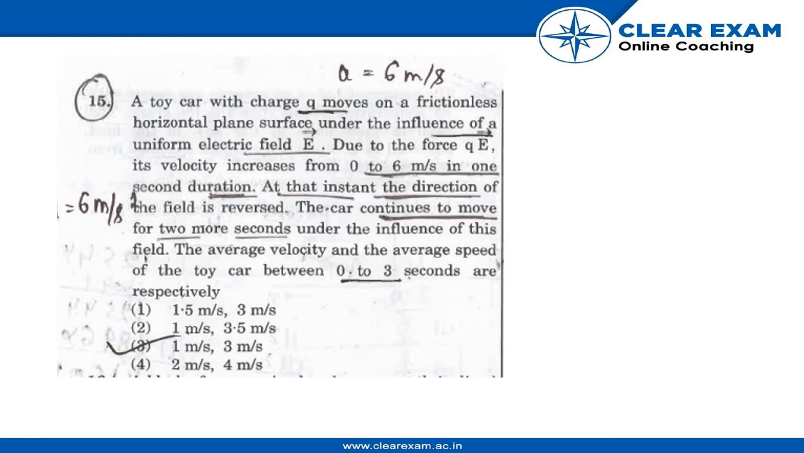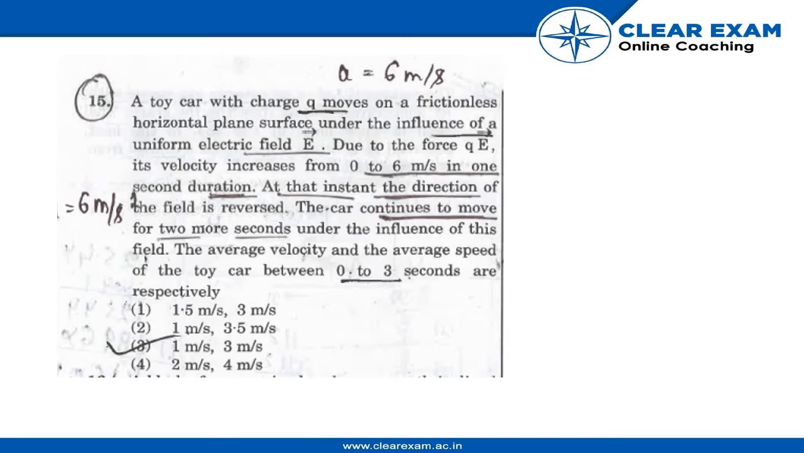The car continues to move for 2 more seconds under the influence of this field. The average velocity and the average speed of the car between 0 to 3 seconds are, respectively, what? Now, as we know, the acceleration is the same in both cases.